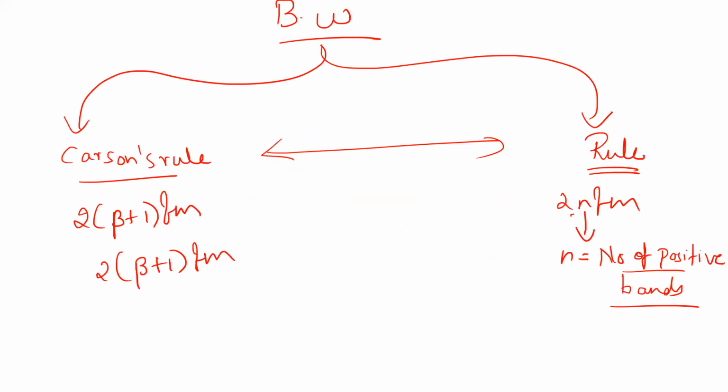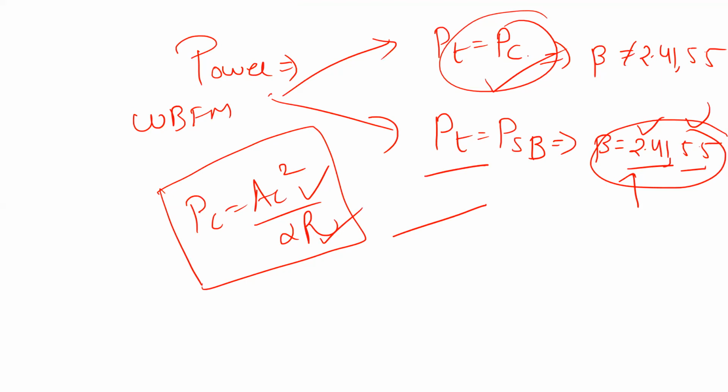What is the bandwidth for wideband FM? What are the two formulas? It's 2 times (beta plus 1) times fm, where beta is the modulation index. What is the transmitted power? It's Ac square over 2R, always like that. For amplitude modulation, we'll see about that.